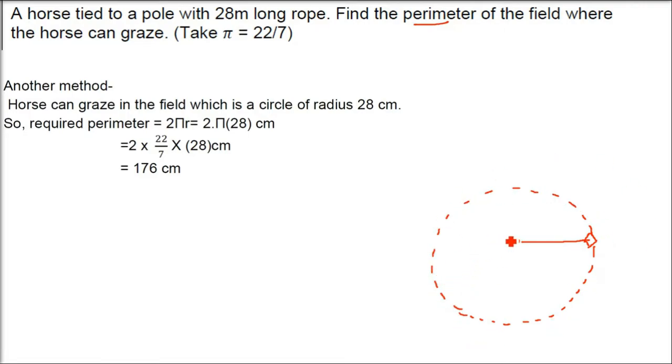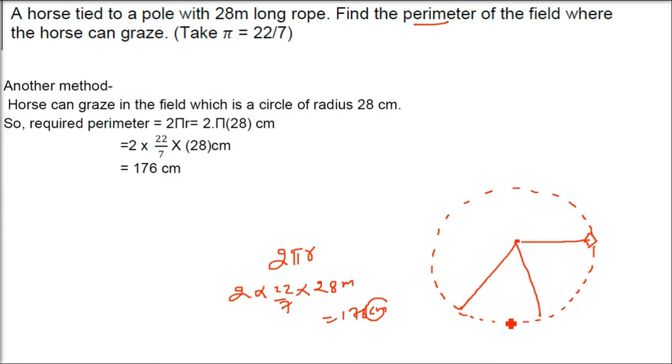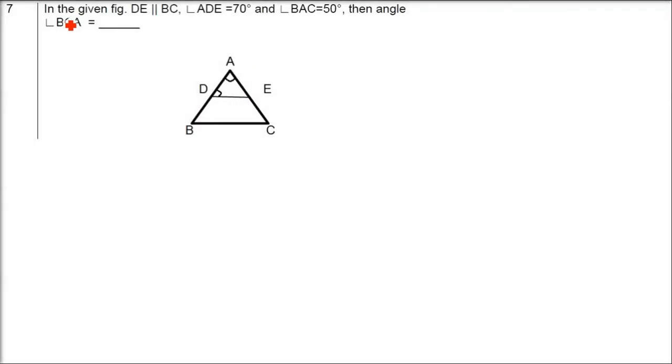So basically you have to find out the circumference of the circle being formed, and the rope distance is always the same, that is the radius. So what is this? 2 pi r. 2 into pi, 22 by 7, r is the radius, 28 meter. And that's going to come as 176 meter. So basically we are trying to find out the boundary, which is the perimeter of this circle being formed by the extent of grazing of this horse.